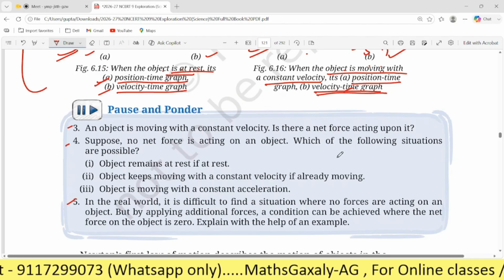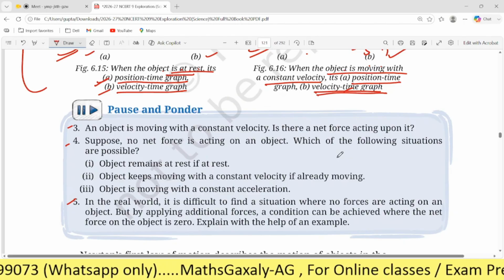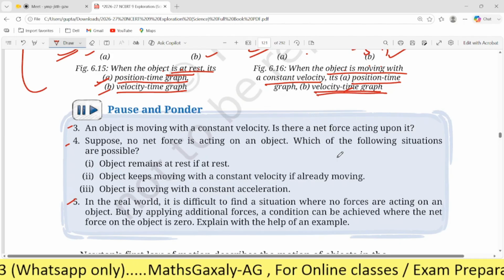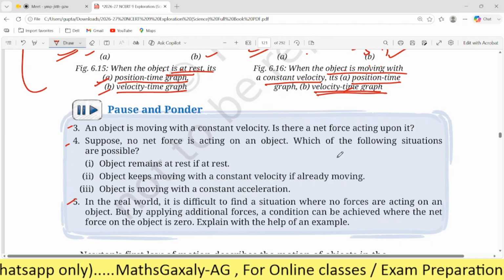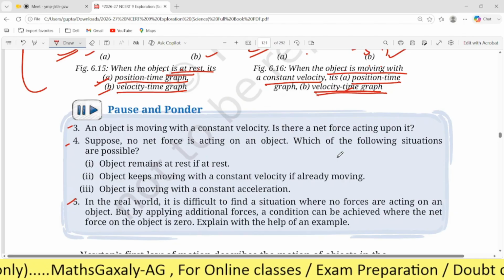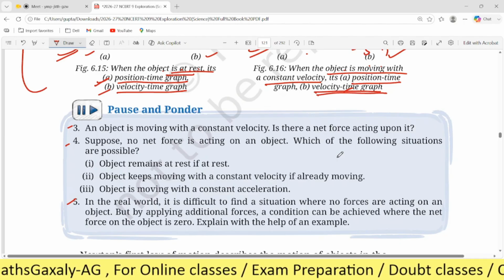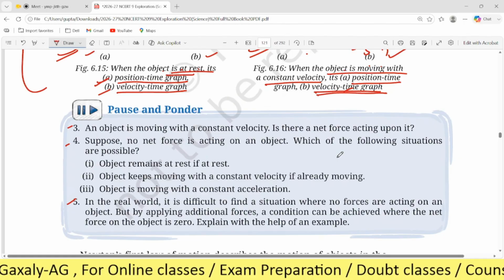Suppose no net force is acting on an object. Which of the following situations are possible? The object remains at rest if at rest. The object keeps moving with a constant velocity if already moving. The object is moving with a constant acceleration.